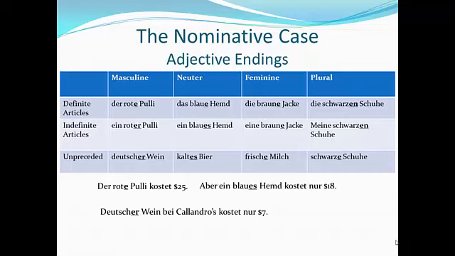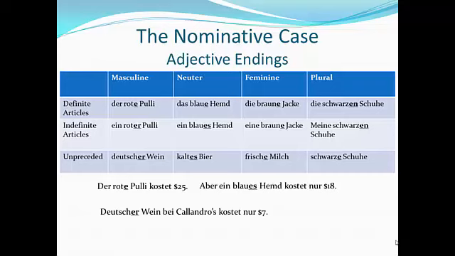Moving on, let's look at the unpreceded adjective endings. We have the example Deutscher Wein bei Calandros kostet nur $7. So similar to the indefinite articles, unpreceded adjective endings need to, quote-unquote, tell us what the gender is. The only change is in the plural, schwarze Schuhe, which is simply an E ending and not en.